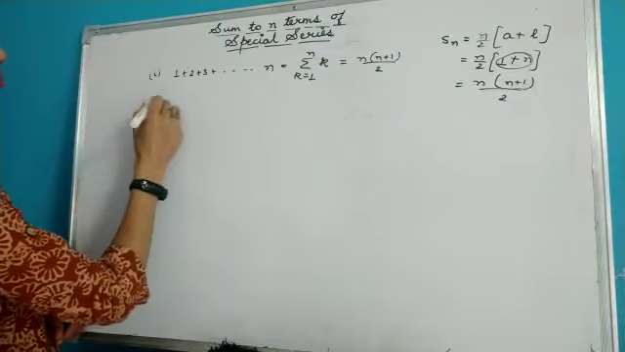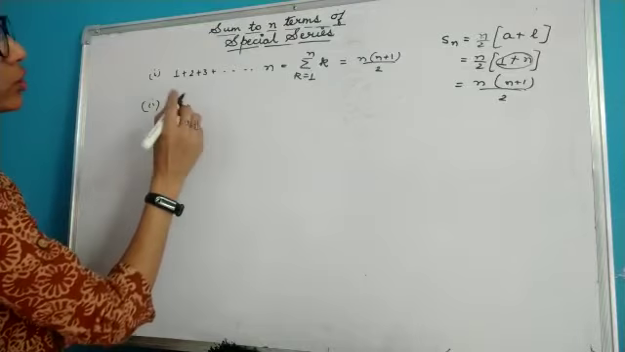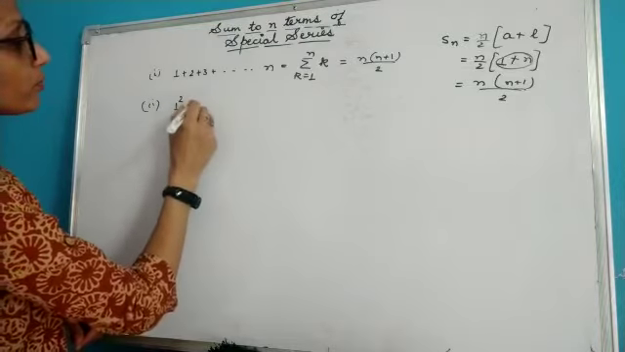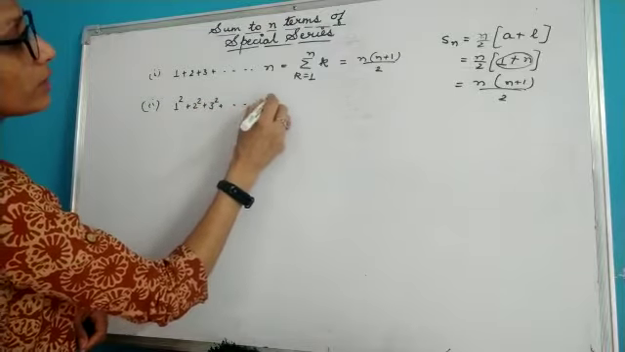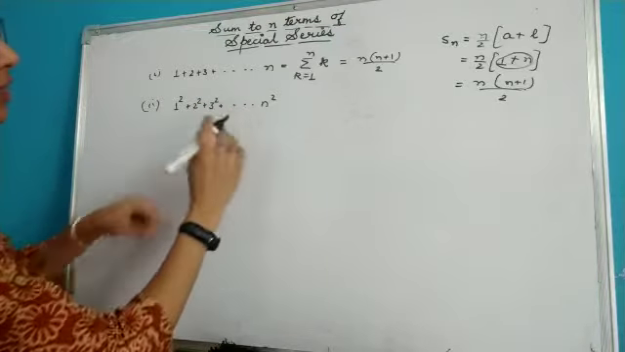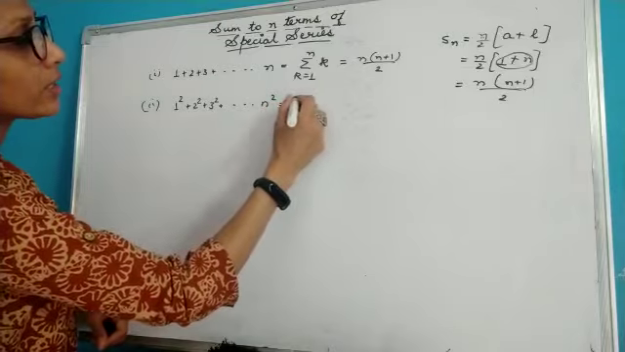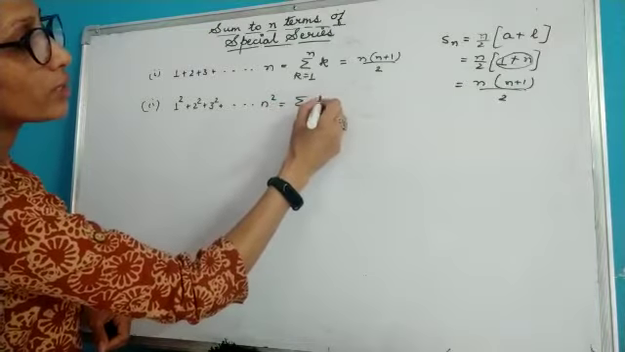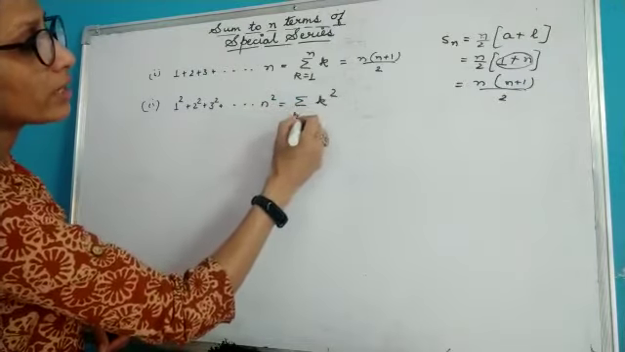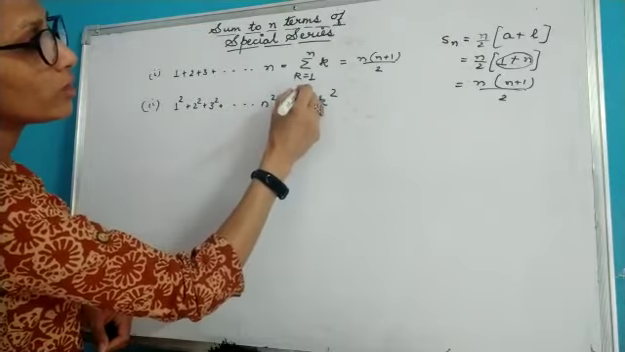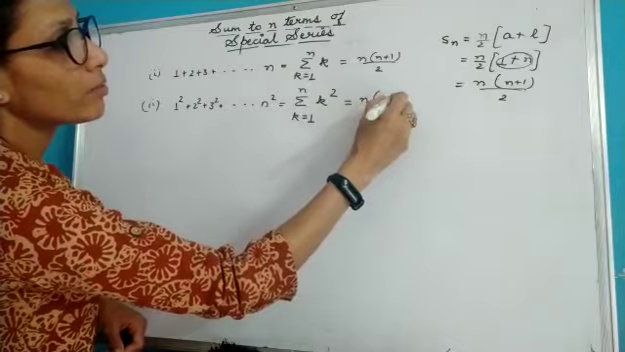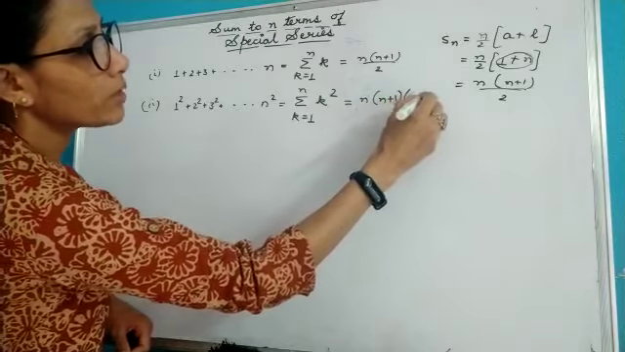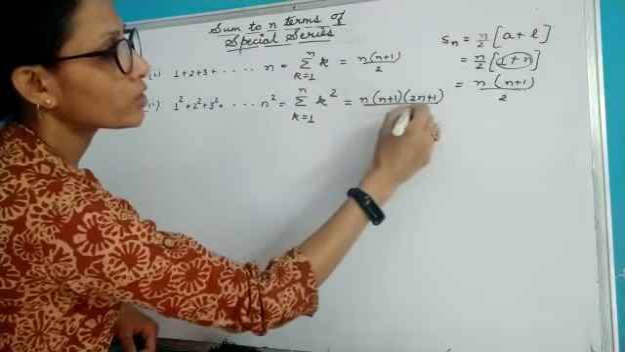Second is when you are taking the sum of squares of n natural numbers. This can be written as summation of k square, where k can take the value from 1 to n. And the formula for this is n into n plus 1 into 2n plus 1 by 6.